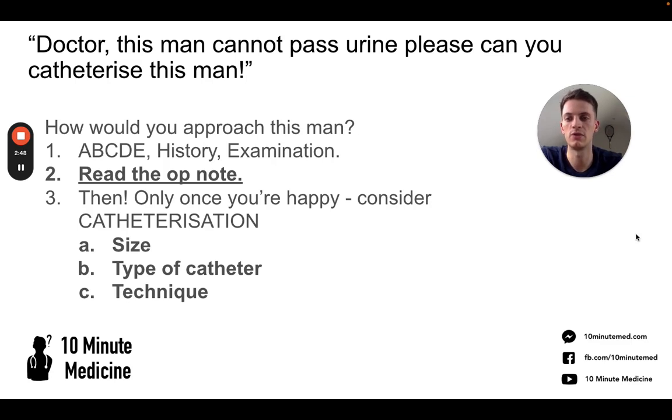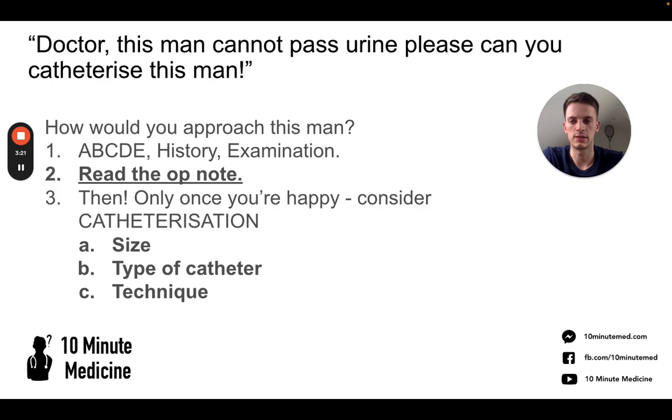Obviously, first of all, you need to make sure he's stable and clinically well. So you do an A to E assessment, a brief history and a brief examination. Reading the op note is a very important thing in this patient, and in lots of cases. If you get asked in interviews how you would manage a patient, for every post-op patient you need to read the op note to see if there are any instructions or special considerations to be made. Only once you've done that and you're happy, you need to consider catheterizing the patient.